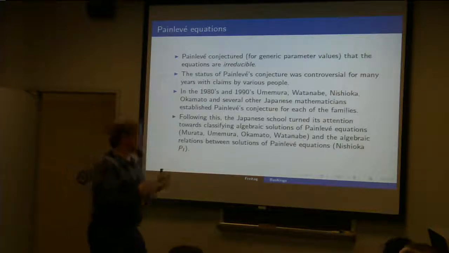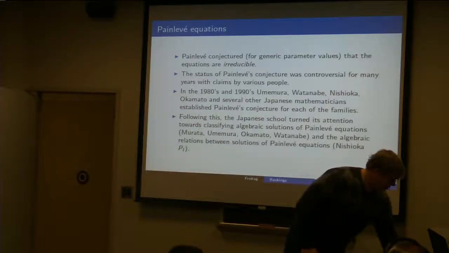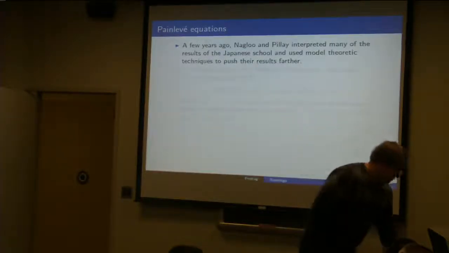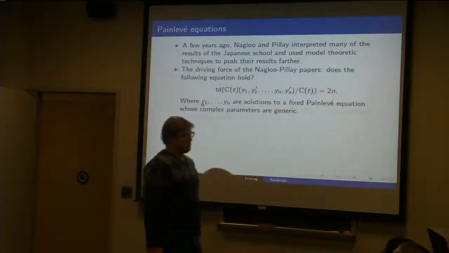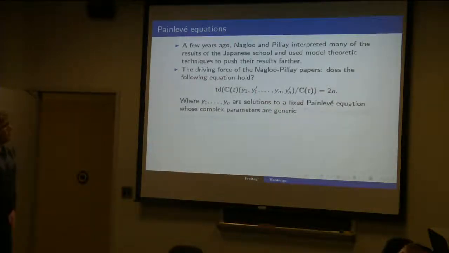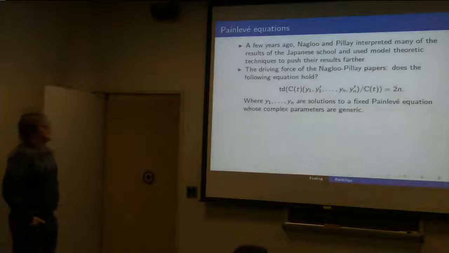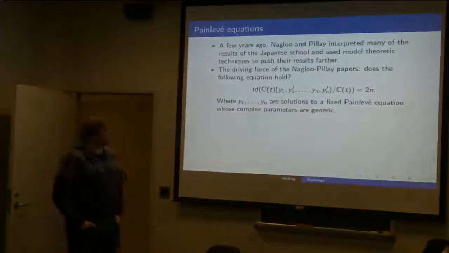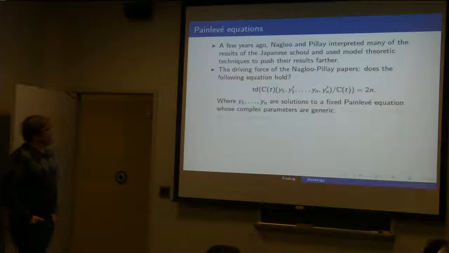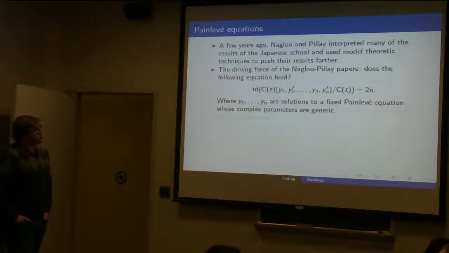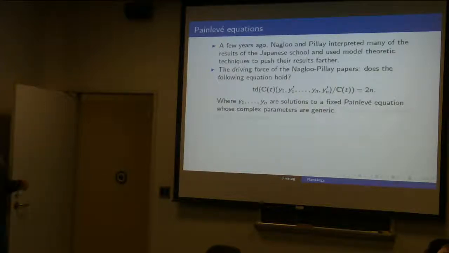So they were pursuing that, but it gets very complicated, and their approach was really technical. So a few years later, I guess more than a decade later, Ronnie and Anand used many of these results from the Japanese school and basically pushed their results much, much farther, especially with regard to understanding the algebraic relations that might hold between a Painlevé equation, the possible algebraic relations.